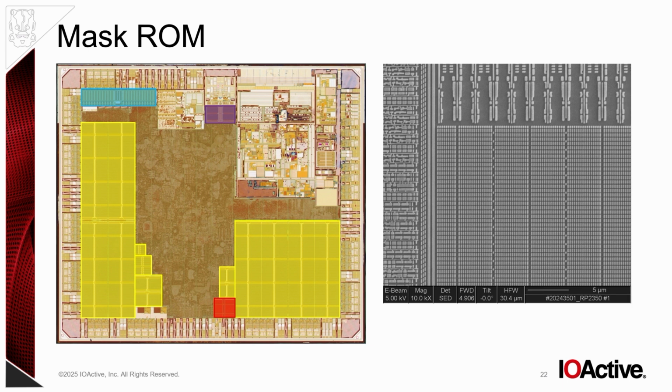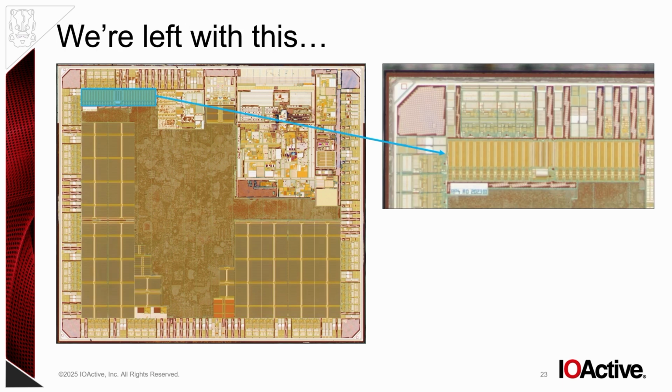We could extract that ROM, but we have the ROM anyway. The boot ROM is public, so we don't need to extract that. We know there's going to be nothing interesting. And then we're left with the more interesting one, let's say. So we take a look at this.